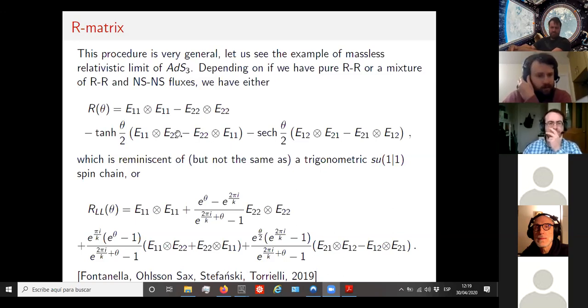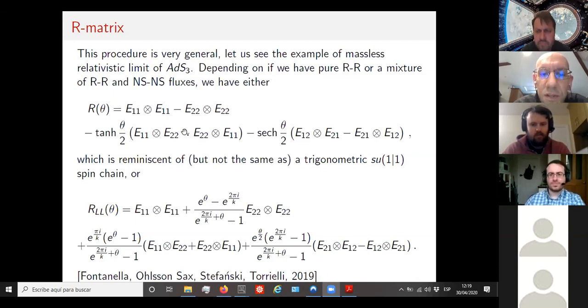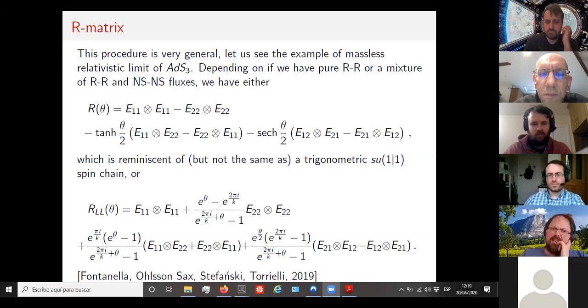Can anybody comment on this? Yeah, so this is a relativistic version of, so it's a contraction of the centrally extended SU(1|1) in AdS3. So it's not exactly SU(1|1), but there's some difference. We studied it with Bogdan and Bombardelli. We did the TBA of this in a paper in 2018.